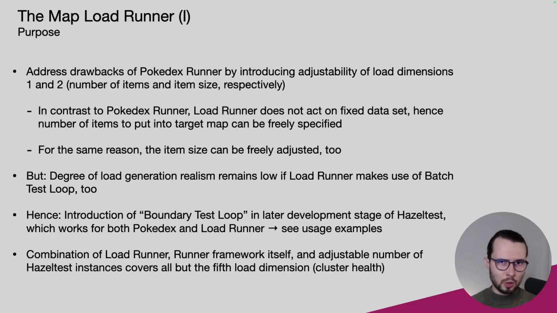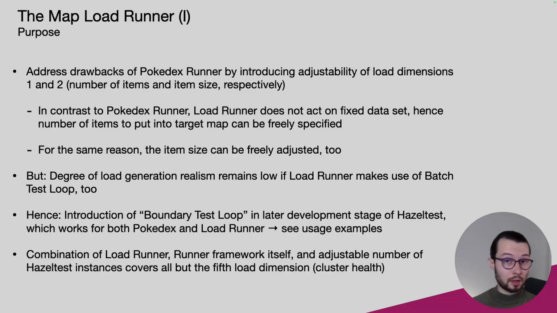Now, we talked about 2 load dimensions, right? The number of items and the item size. What about the others? We introduced 6 in total in scope of this video and in the context of the map load runner. So what about the other load dimensions? Well, the combination of load runner, the runner framework itself, as well as the adjustable number of Hazeltest instances, covers all the load dimensions except the 5th one, except the cluster health. There is a piece of functionality in Hazeltest called the Chaos Monkey, which targets exactly this 5th load dimension, but that's outside the scope of the load runner and therefore outside the scope of this video.